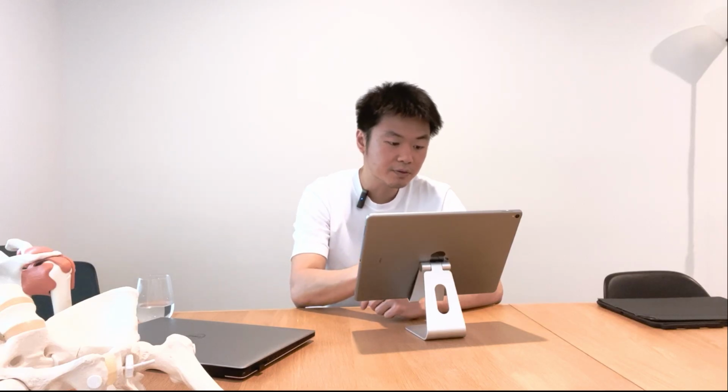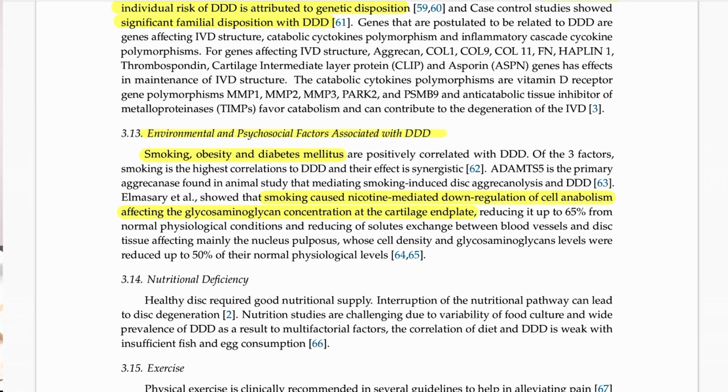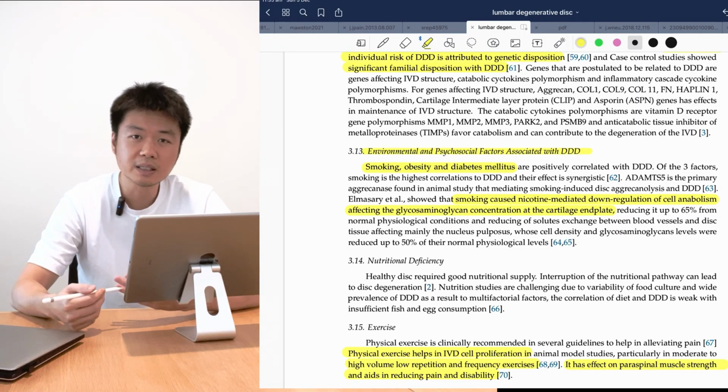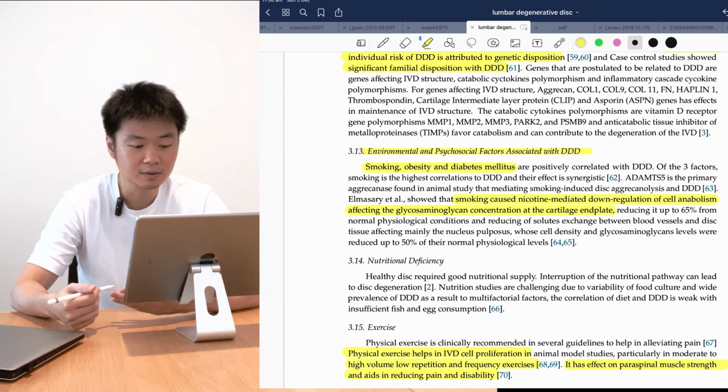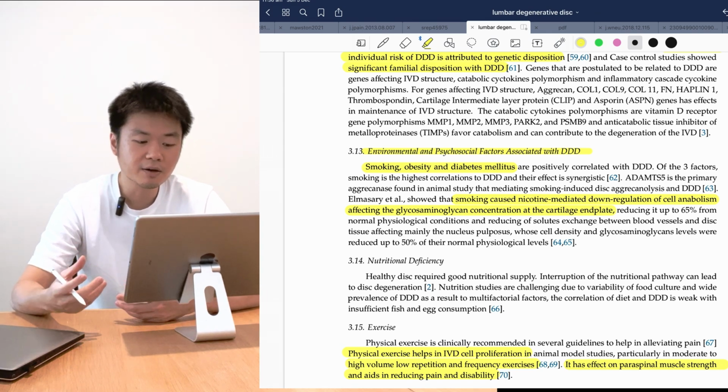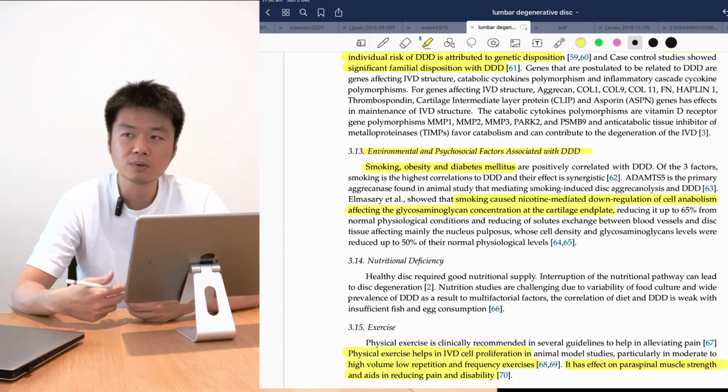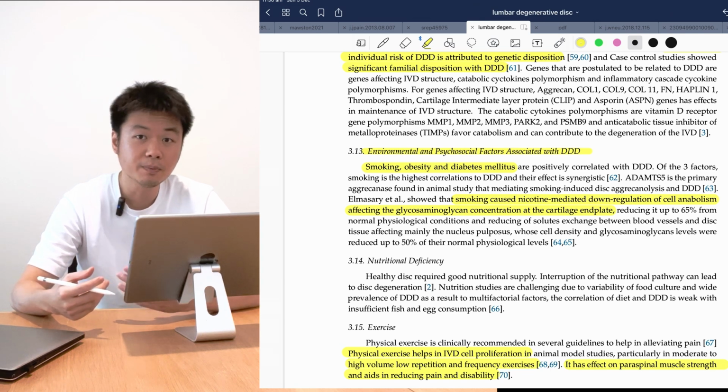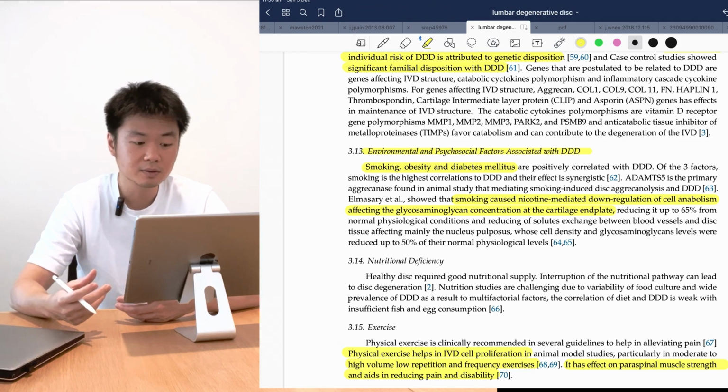In terms of environmental and psychosocial factors, if you are someone who smokes, if you are obese, if you have diabetes, or if you have high cholesterol, all of these are going to affect your blood vessels. It's going to cause narrowing and restriction of your blood vessels. And because of this narrowing, as I said earlier, the supply to your end plates will be affected, and then the health of your disc would be affected.